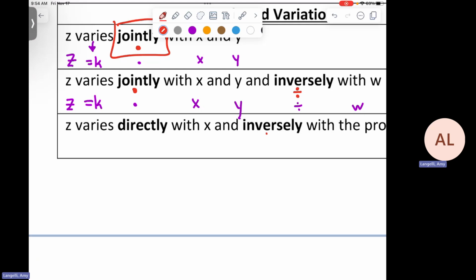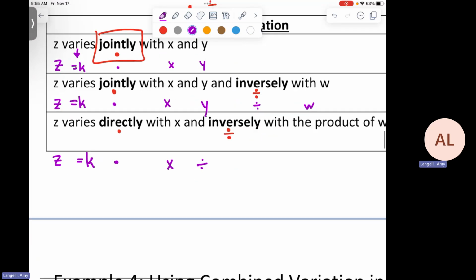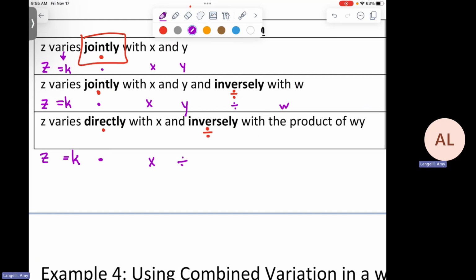That's inversely. And then multiply for directly. And now I'm ready to translate. So Z, what does the word varies translate to? That's a weird one. Equals K. Then directly with X and inversely with, look, the product of WY.